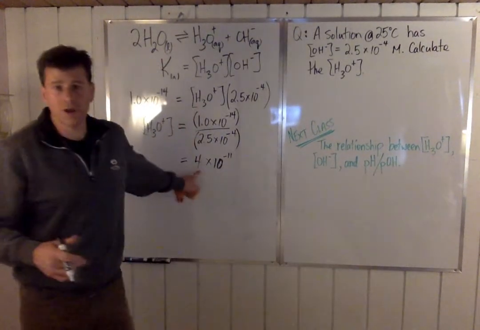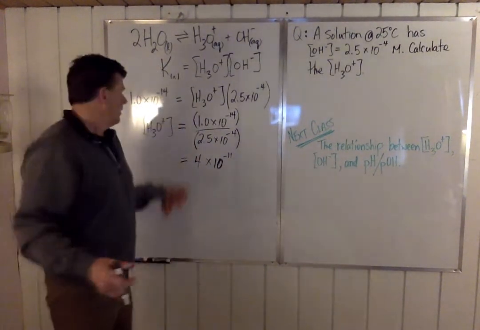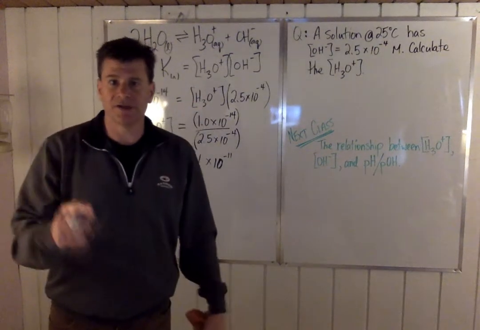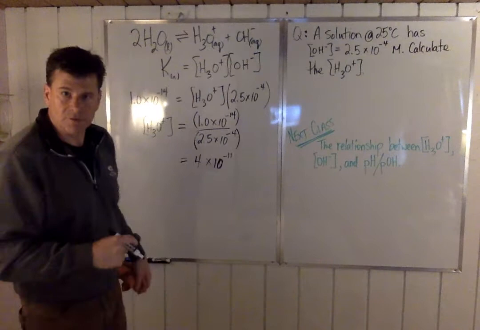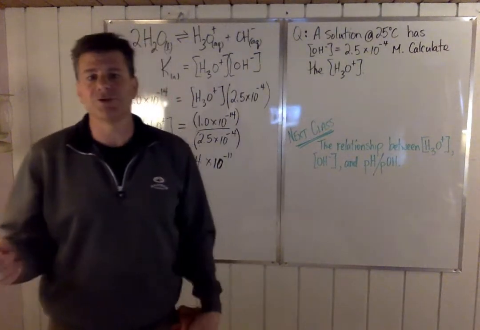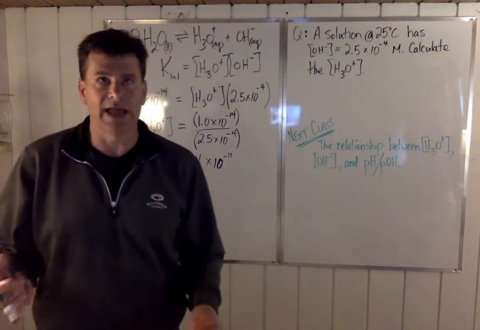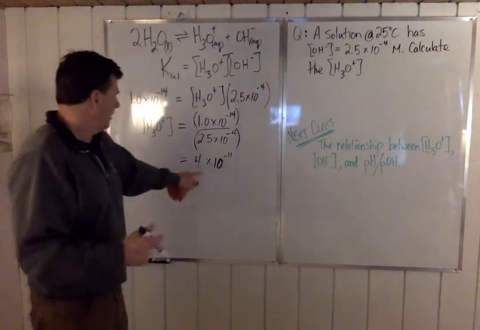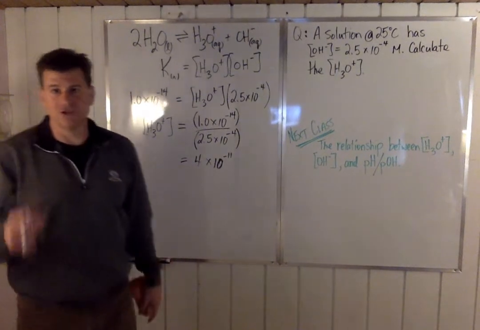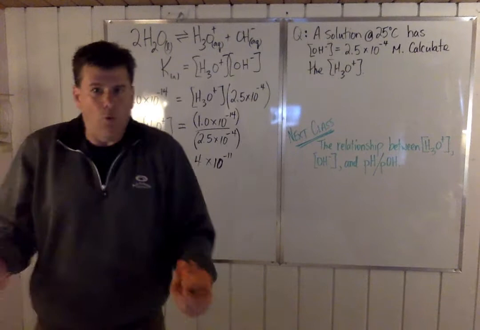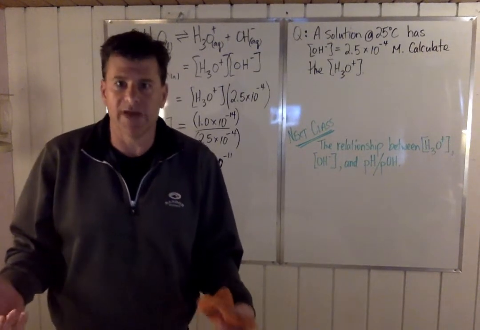So this 4 has 1 sig fig. 1.0 times 10 to the negative 14, the 1.0 is 2 sig figs. The 1 and the 0 they're both significant. And then 2.5 also has 2 sig figs, which means that you must have 2 sig figs in your answer. Well, a nice round 4 is not 2 sig figs, it's 1 sig fig.